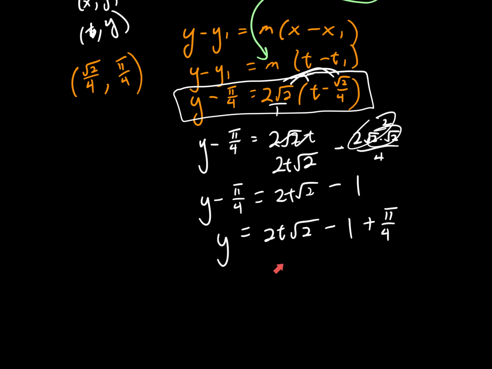Right here, this is probably the best you can represent it, because even though you want it in mx plus b form, or mt plus b form, if you will, here's your b. You can add numbers up, but this is an irrational and a rational, so that's probably the best you can do. So let's call it good at this point.